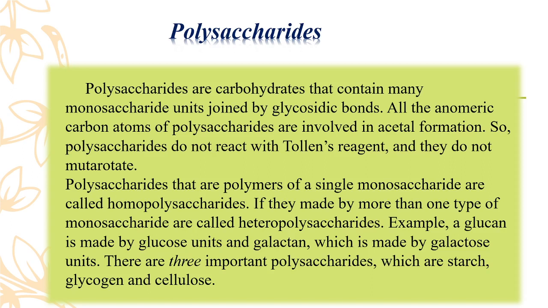And if they are made by more than one type of monosaccharide, they are called heteropolysaccharides. That means the polysaccharide is made from different monosaccharides. For example, glucan is made by glucose units and galactan is made by galactose units. There are three important polysaccharides: starch, glycogen and cellulose.